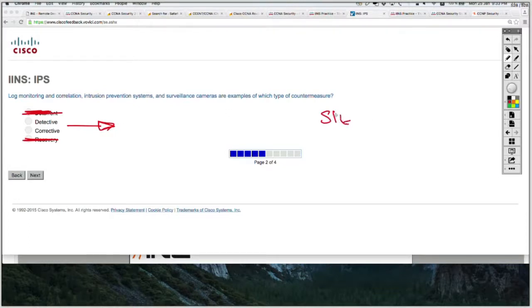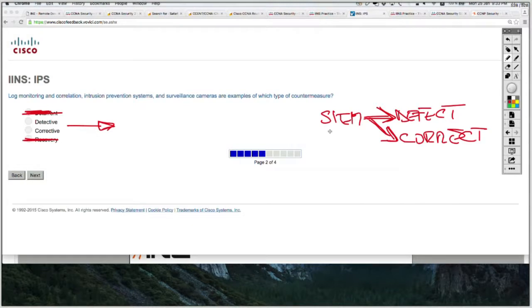Now the SIEM can both detect an attack or a problem and then correct it. So it can detect an attack, that's the scope of SIEM, to correlate logs and detect attacks, and then it can correct the attack by signaling, by speaking with other security solutions and asking them to basically restrict network access for a specific area of the network because something happened. So technically speaking, SIEM can be both detective and corrective.